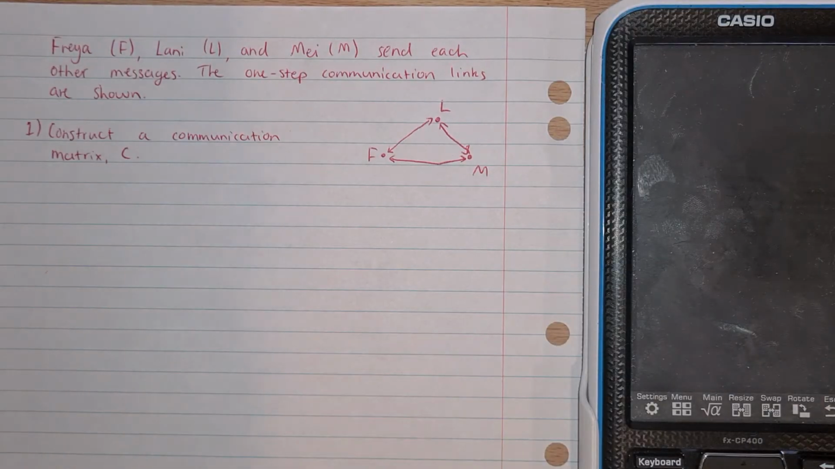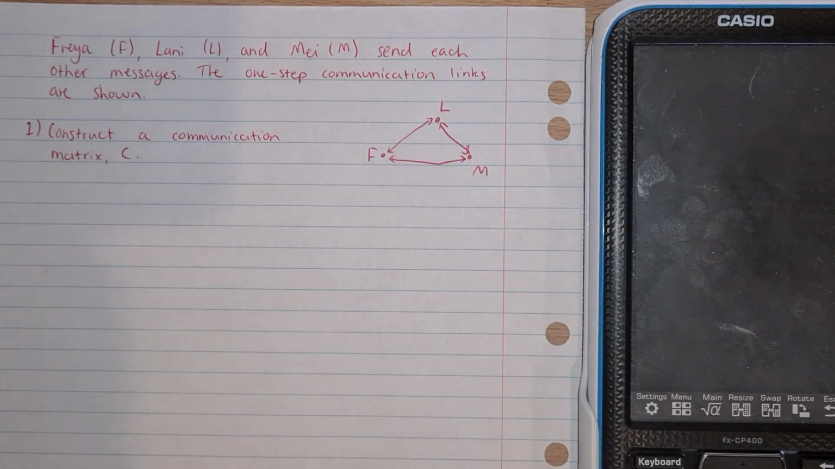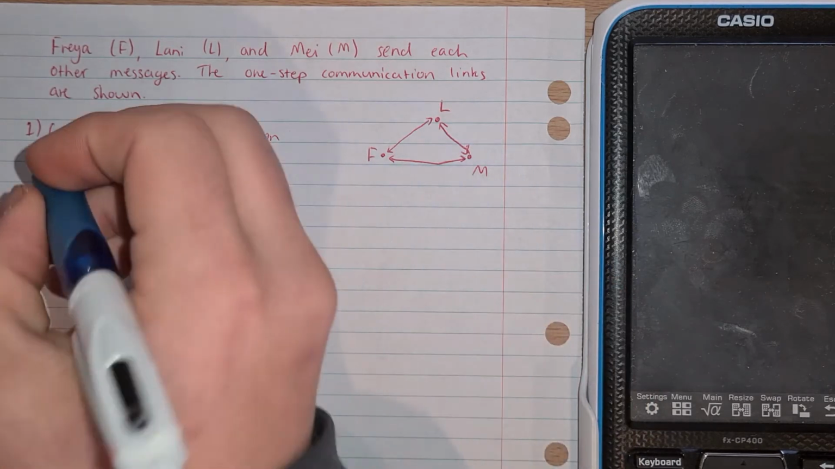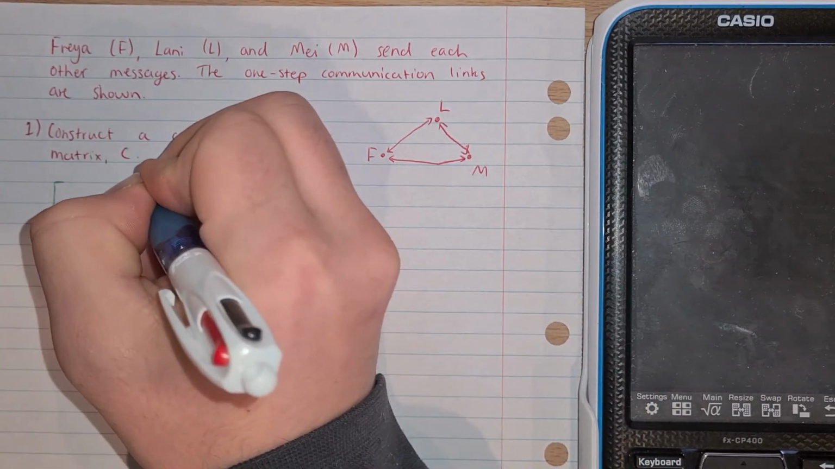Let's have a look at an example of this in practice. We've got Freya, Lani, and May sending each other messages, and the 1-step communication links are shown in this diagram here. Now, first thing we want to do is construct a communication matrix C. So because we've got 3 people, we know it's going to be a 3x3 matrix.